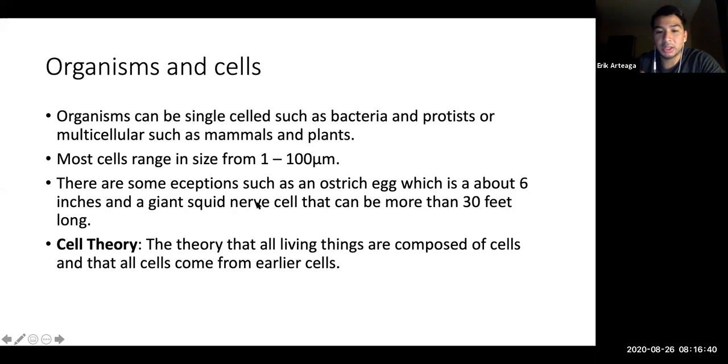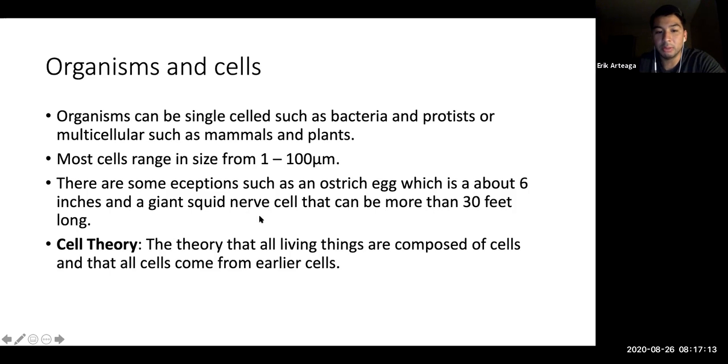There are some exceptions, such as an ostrich egg, which is about 6 inches, and a giant squid nerve cell that can be more than 30 feet long. These are individual cells, okay? So individual cells that are very, very large, and they're very special cells, right? An ostrich egg is just one big cell, and it can weigh up to a pound, right? That big 6-inch egg is technically one single cell. A giant squid nerve cell is just one long nerve cell, okay? And that's very, very unique.